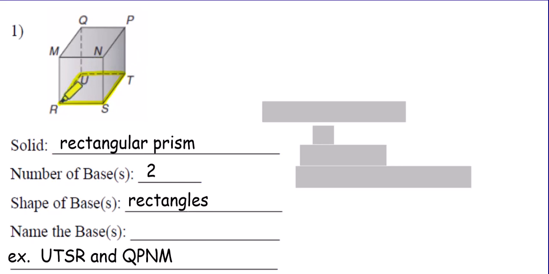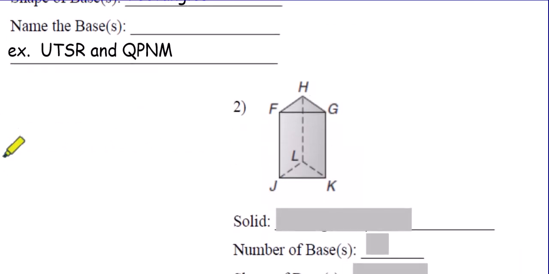Now, the order of the letters matters, sort of. I have to use those 4 letters, and I can't go out of order, meaning I have to go either clockwise or counterclockwise around that shape. So I did UTSR. I went clockwise around it. I started at U, but could I have started at R or started at T? Sure. The other base then is going to be the one that's parallel to it, which is the top. So I named that QPNM. That's going to be this one right here that I'm highlighting in yellow. Again, any two parallel faces will work for the bases of a rectangular prism. I just usually choose the bottom and the top. I think that's the easiest. All right, let's go down to our next shape.